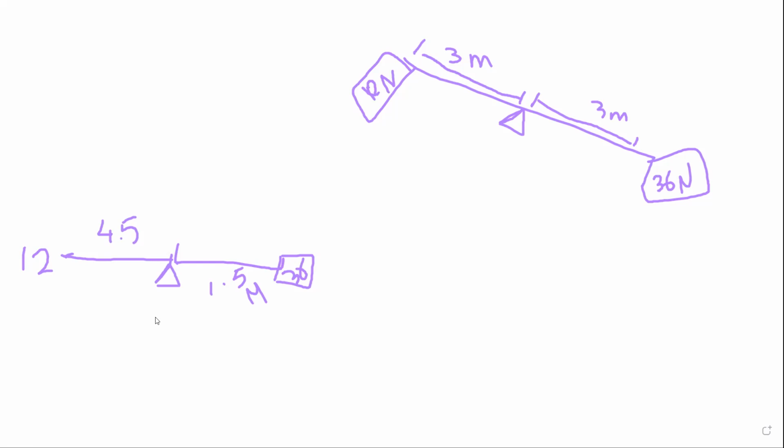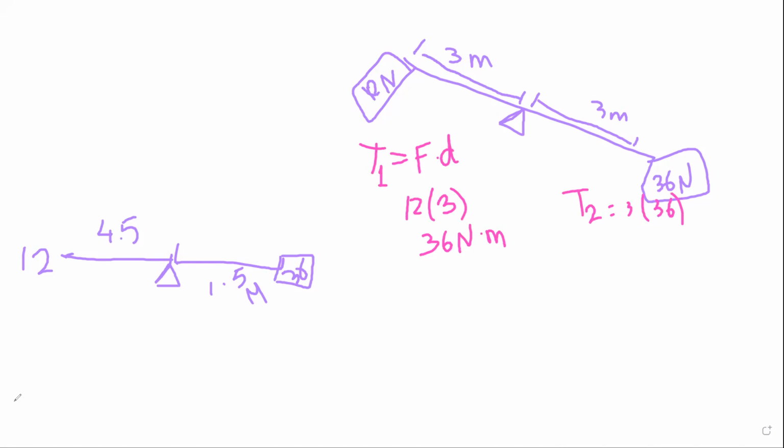The first case, when they are sitting 3 by 3, how can we find the torque? Torque is force times distance. So the torque for the first boy is 12 times 3, which is 36 newton-meters. And for the second one, force times distance, 3 times 36, it was 108. So now, as you see, they are unbalanced.